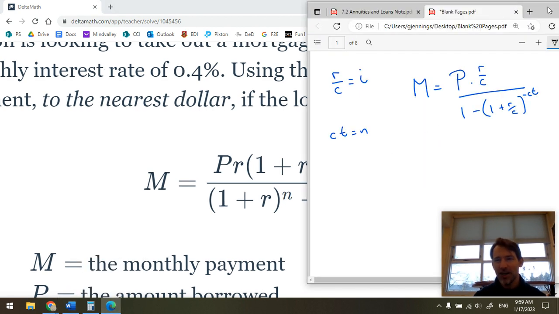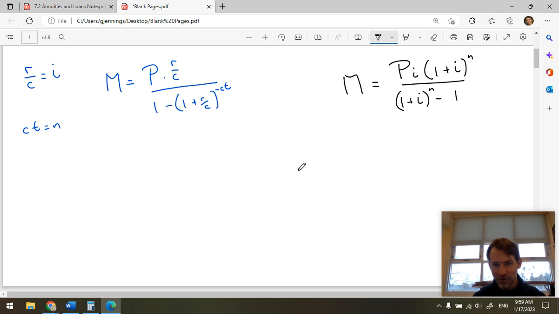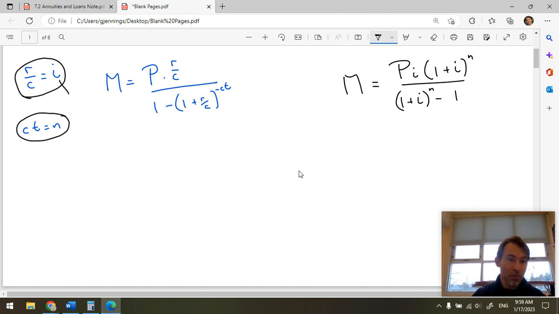Here is the formula, and I've changed the names of certain letters for the sake of familiarity. If we remember that r over c is equal to i, and c times t is equal to n, where c is the compounding period, and I divide the annual interest rate, which I call little r, by the compounding period, I get the interest rate per period. And c times t, the number of compounding periods per year times number of years, will give you the total number of compounding periods.